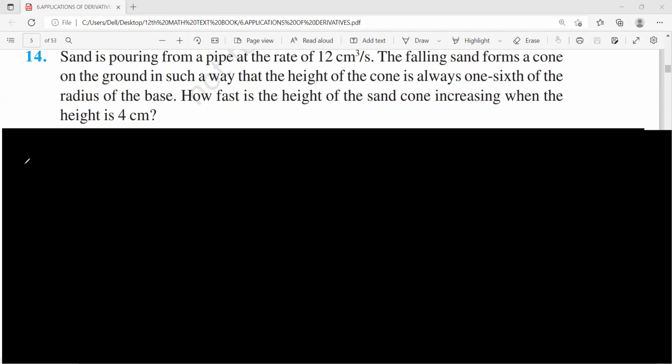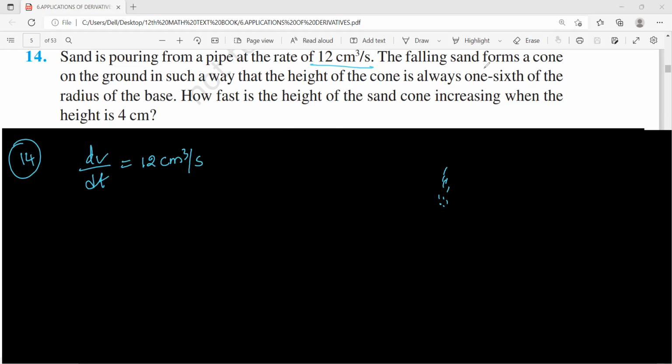All right, you can try. Sand is pouring from a pipe at the rate of 12 centimeter cube per second. That means sand is pouring like this. When sand is pouring, we measure it in terms of volume, right? So dV by dt is given as 12 centimeter cube per second. The sand forms a cone on the ground in such a way that the height of the cone is always 1/6 of the radius of the base.